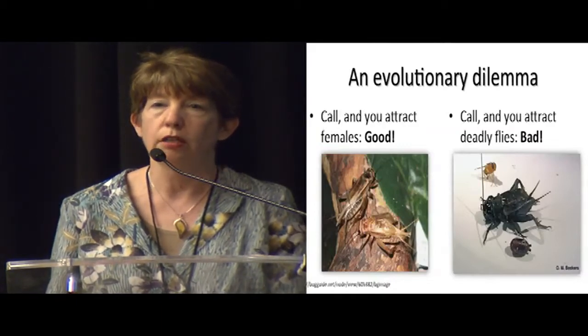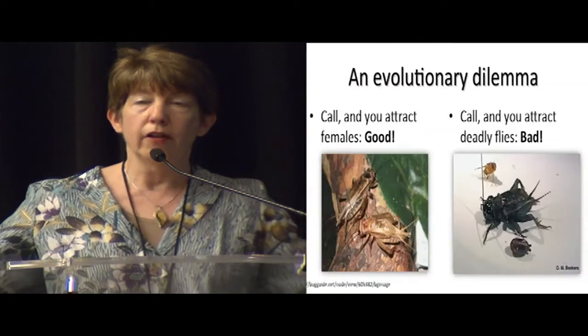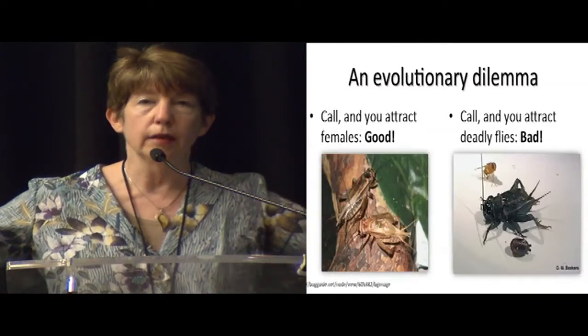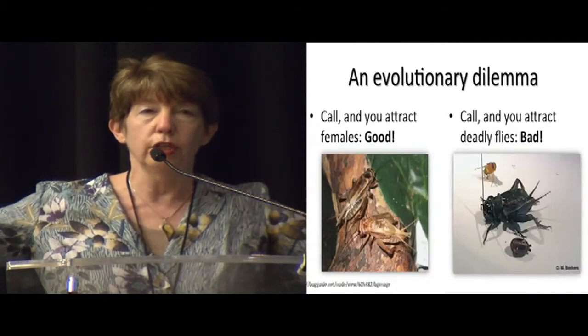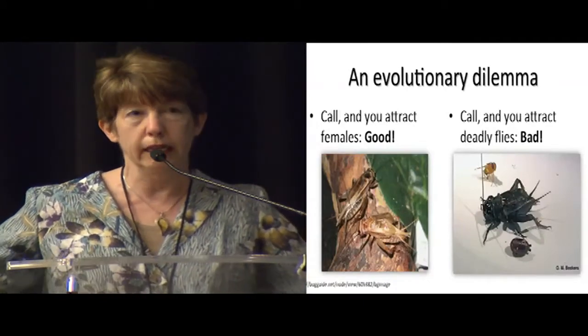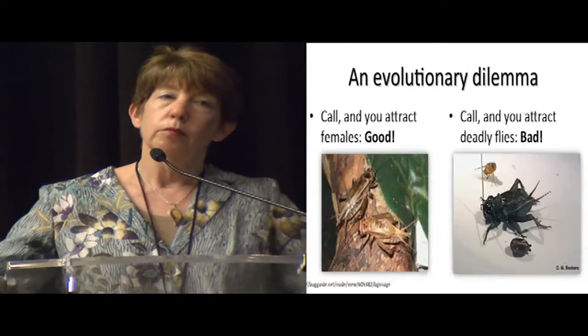Do not call. So the males have these completely opposite messages coming in, saying, yes, call, calling is really good. No, don't call, calling is really bad. Yes, call, no, don't call. And so what I study is how the crickets figure this out. What do they do? How do they end up evolving under those disagreeing selection pressures?